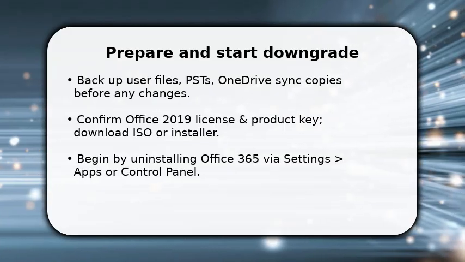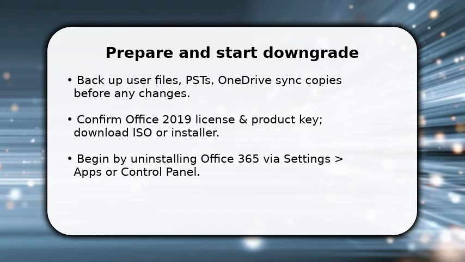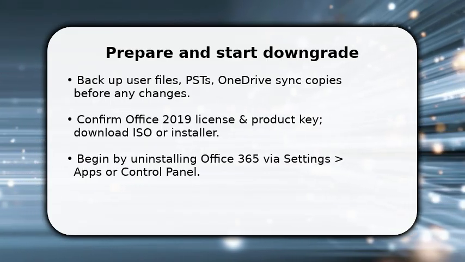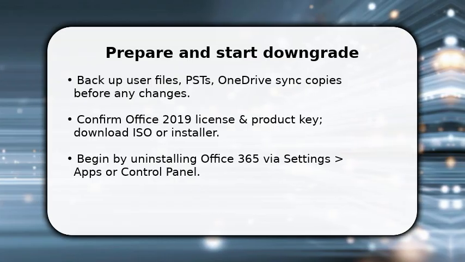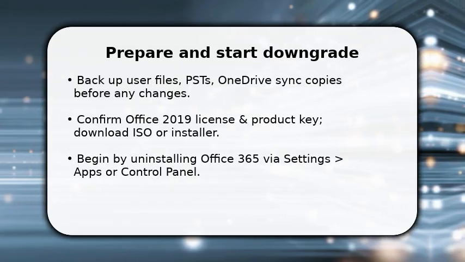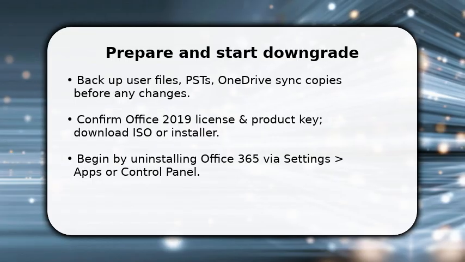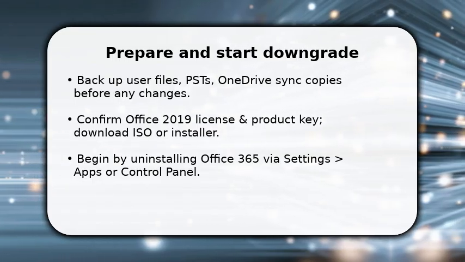You begin by protecting data and ensuring license readiness. Backup mail, OneDrive, and local documents so nothing is lost. Once done, confirm you have an Office 2019 product key and the correct installer or ISO on a local drive.